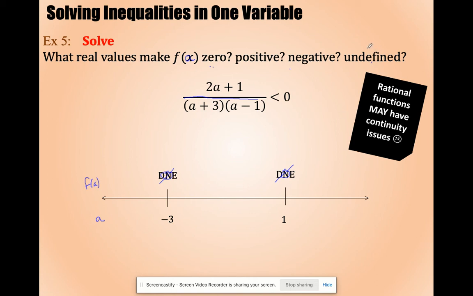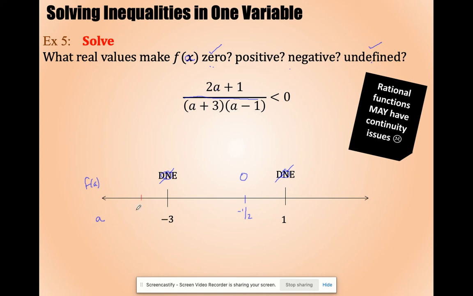Now, if I know where it's undefined, the next thing I'm going to go after is what makes this rational function equal to 0. And remember, we said if a fraction was equal to 0, what must be true? The numerator must be equal to 0. So what value of a makes this numerator equal to 0? Now what are you going to do? Yep, test.